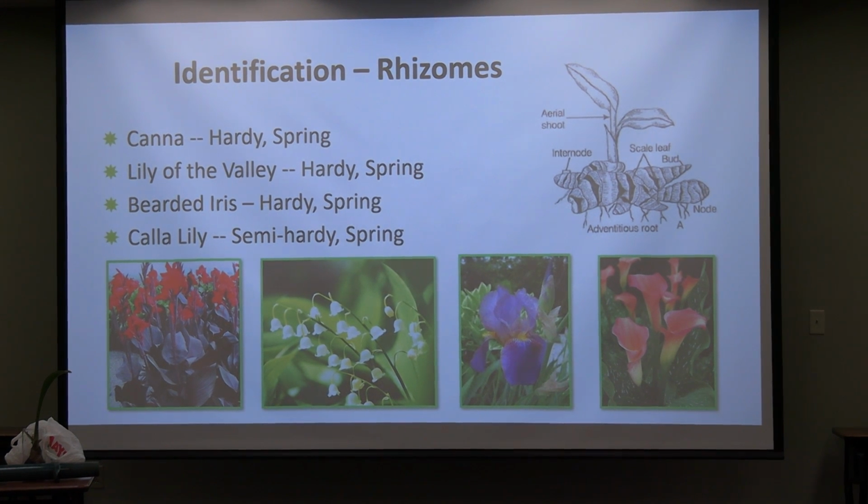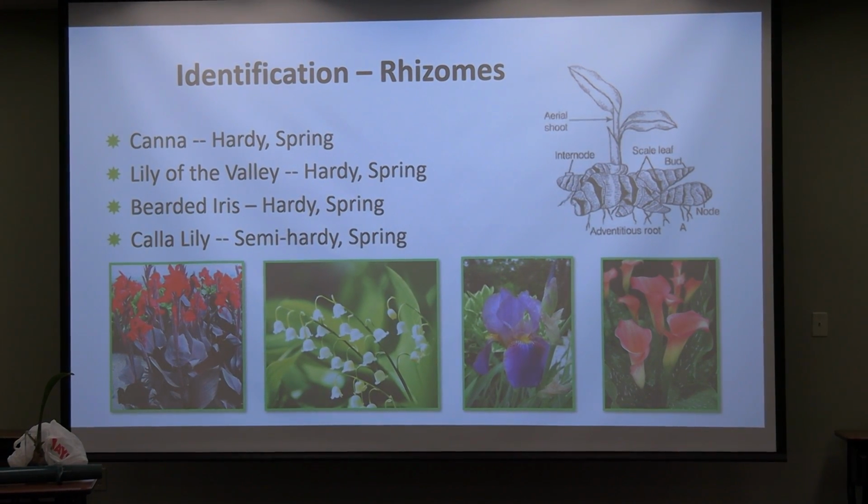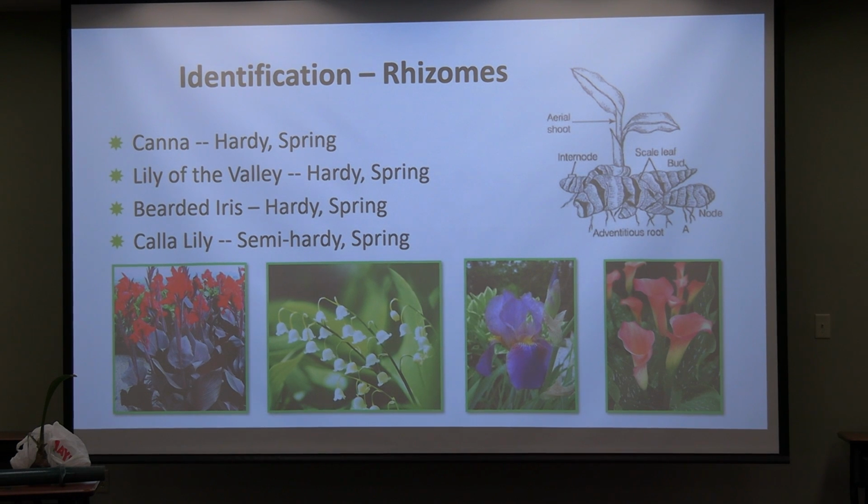So now the next thing is rhizomes. Rhizomes are part of the stem, but they are not part of the main stem. They grow out, and that's the difference from corms. Most of them, the canna, lily of the valley, bearded iris. Now this is different than the other iris. It's a dwarf iris, not a Siberian iris, and those dwarf irises are actually true bulbs.